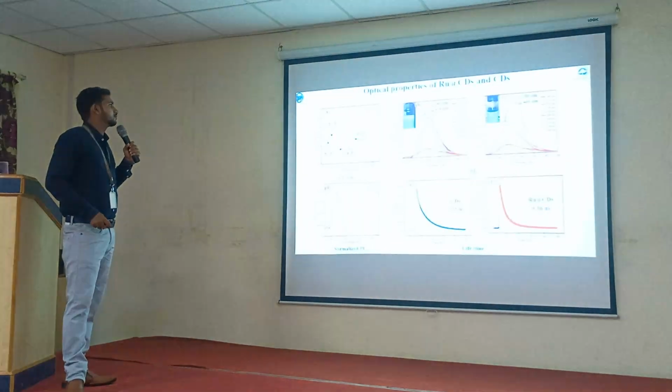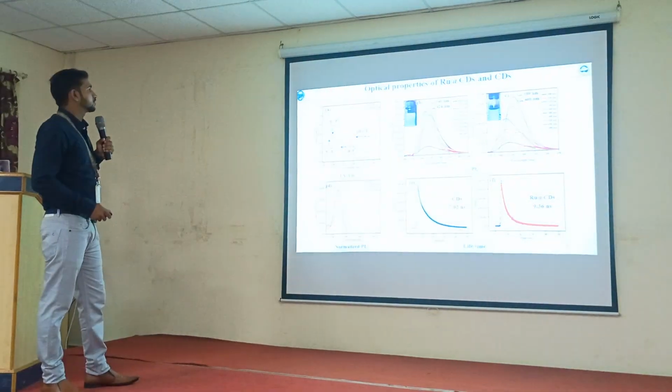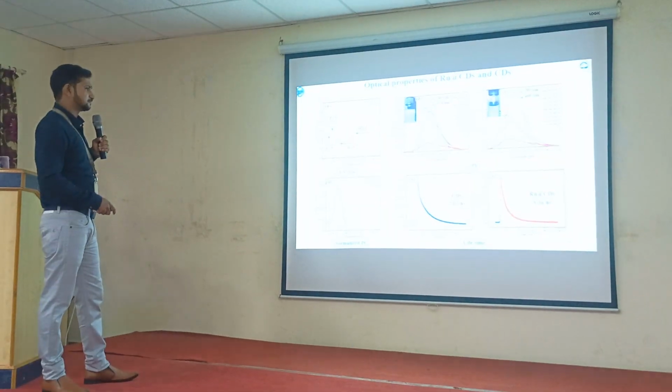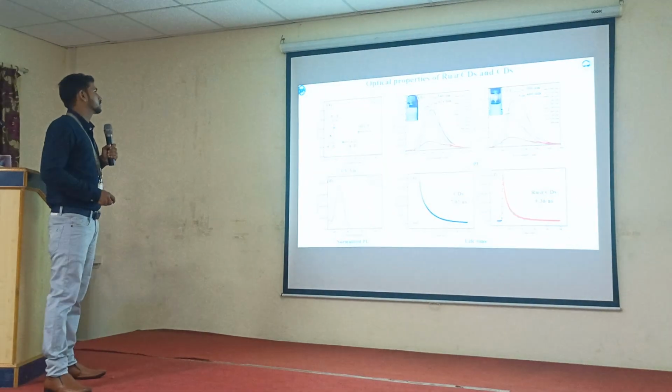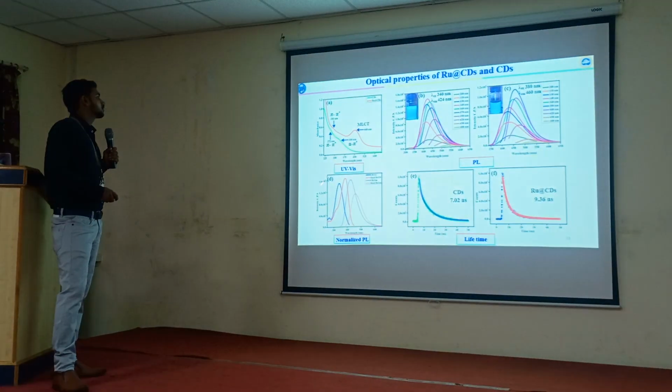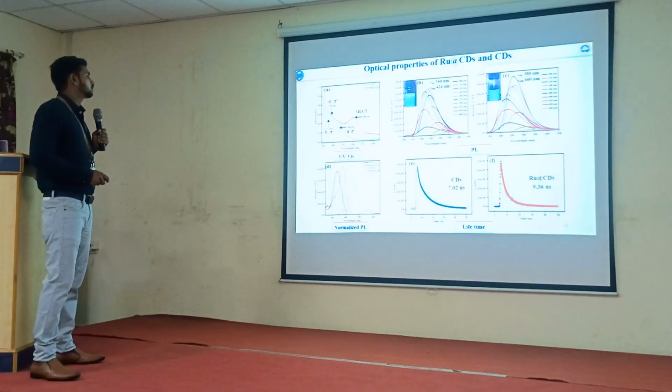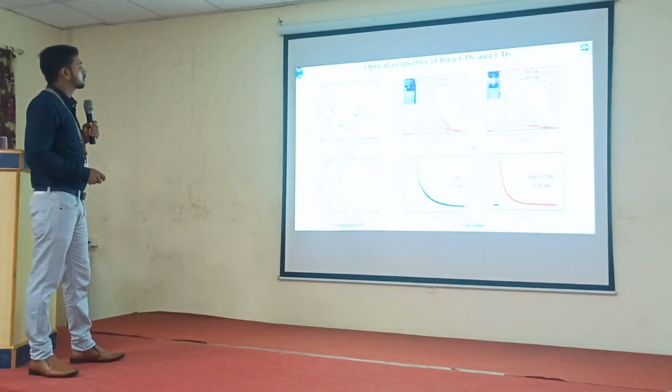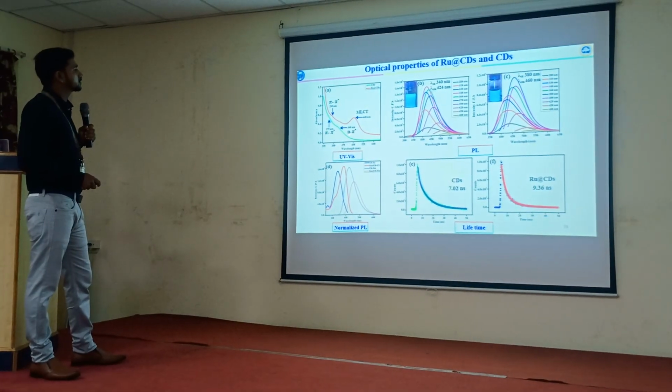And the optical properties of ruthenium carbon dioxide and carbon dioxide are shown here. Figure A represents the UV visible plot of carbon dioxide and ruthenium carbon dioxide. Here two different peaks are observed in the carbon dioxide, which correspond to pi to pi star and n to pi star transitions.